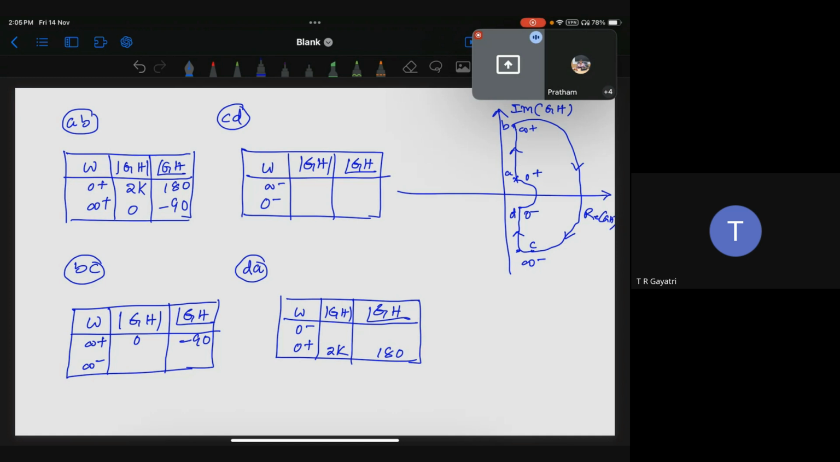So for this infinity minus, you'll get this as 0, this is plus 90. For the CD part, you'll get this as 2k only, this is minus 180. For infinity minus, you'll get 0 and 90. Again similarly, 0 minus, you'll carry forward here, minus 180. Is this clear? Any queries?